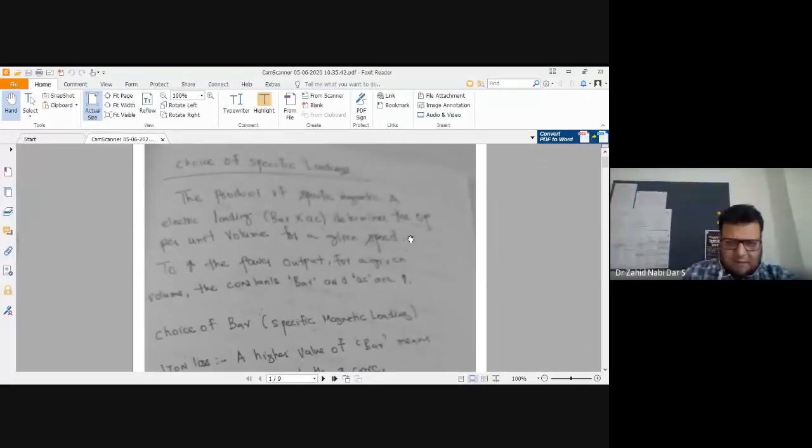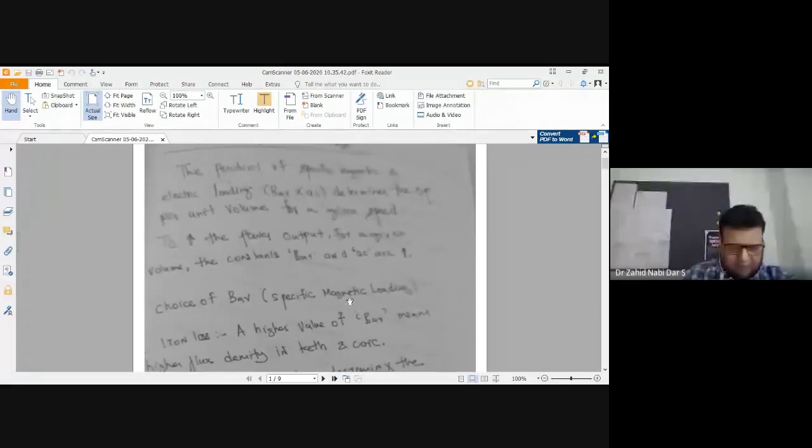Means how do you determine the speed of a machine? That is determined by the diameter of the machine and the peripheral velocity, that is pi DN. When I am showing this symbol upwards, this means increase. When this arrow is downwards, it would mean decrease. So it says to increase the power output for a given volume, the constants BAV and AC have to be increased.